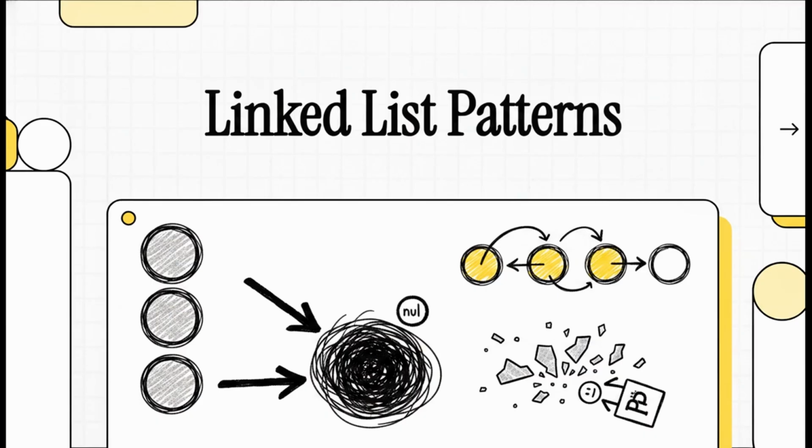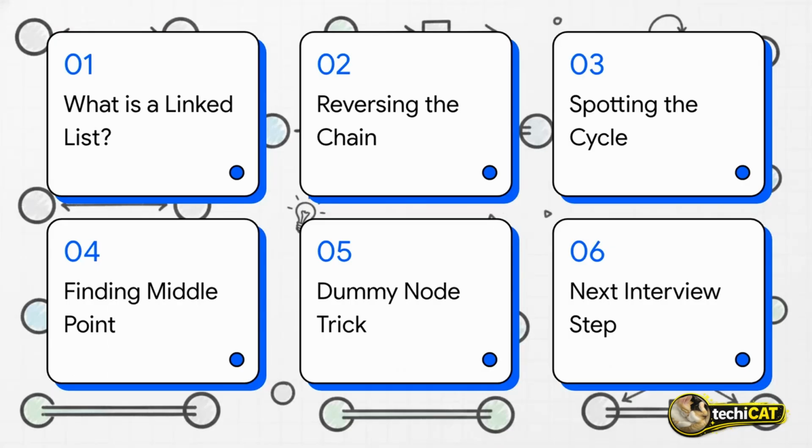One single missed null check, one pointer accidentally pointing out into the void, and your entire program just crashes to the ground. But honestly, don't worry, because mastering them isn't about memorizing syntax. It is entirely about recognizing a few repeatable, highly elegant patterns. So, here is our roadmap for today. The structured tool belt we're going to build to help you absolutely conquer any linked list assessment.